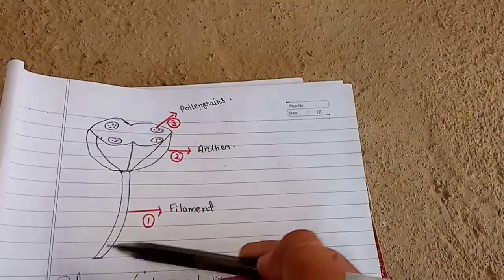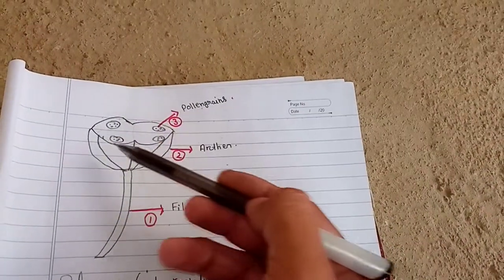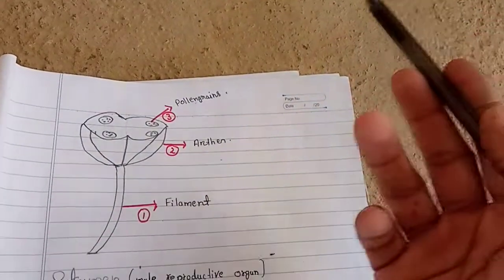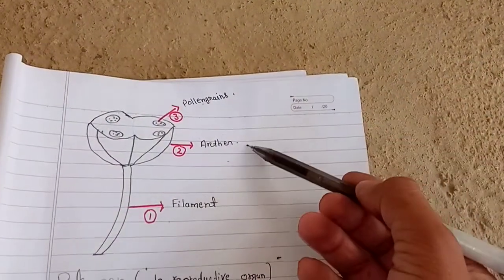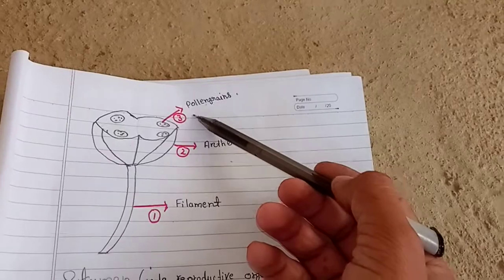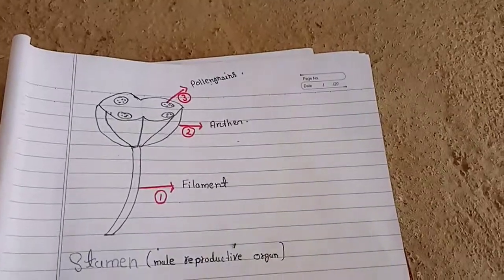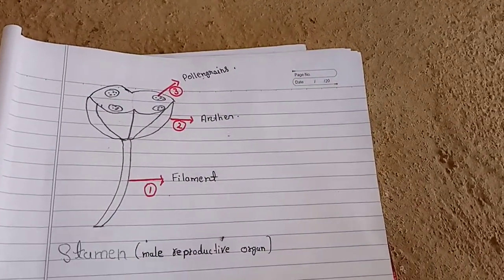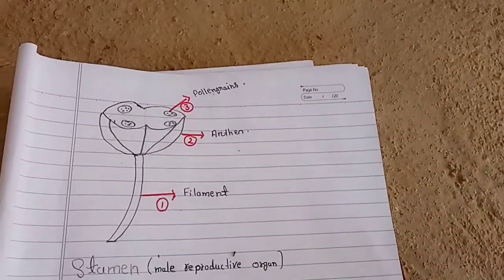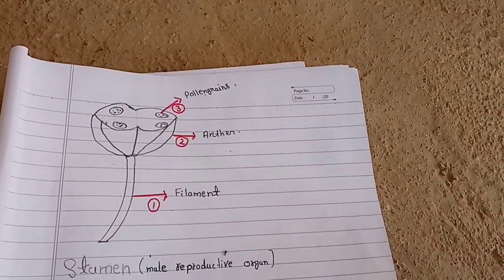The tube-like structure is called filament. The structure present in the uppermost part of filament is called anther, and the pollen grains are present in anther. Now we will understand the diagram of carpel or the female reproductive organ of flower.